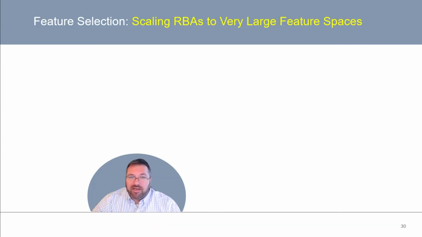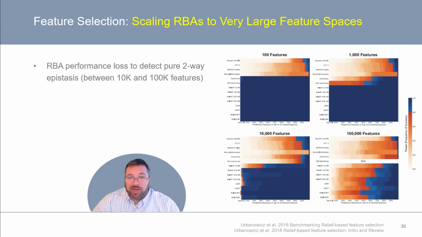One final caveat to using RBAs is how they perform on very large feature spaces. In the aforementioned benchmarking paper, we showed that the ability of these methods to detect pure two-way interactions deteriorated in datasets with between 10,000 and 100,000 features and beyond. Pure interactions refer to feature interactions where each interacting feature has no detectable univariate association with outcome on its own, making them particularly difficult to detect.